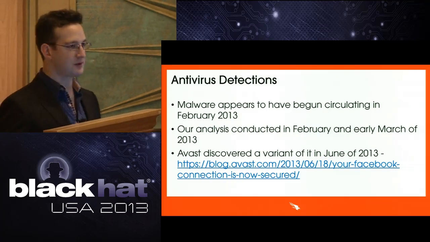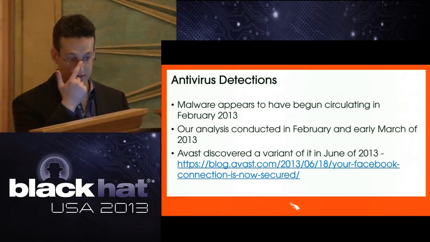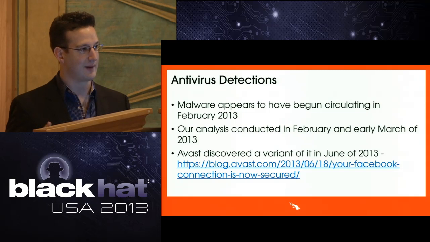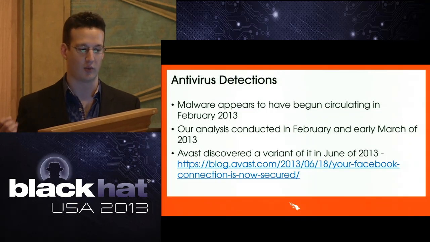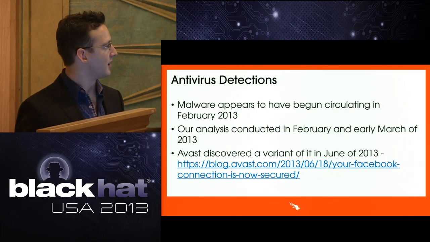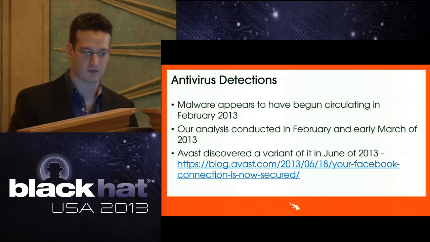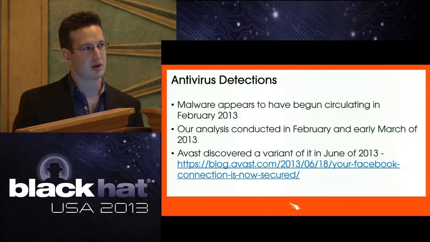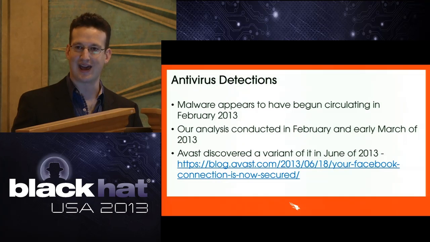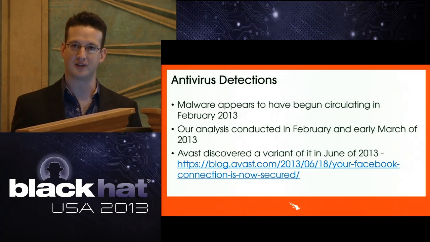So it seems pretty evident that the malware very likely began circulating in February of 2013. And we were analyzing it in February and March. 4 months after the malware started spreading in the wild, Avast discovered a variant of it and blogged about it. So better late than never for sure. We're also interested to see which antivirus engines treated this as a unique family of malware as opposed to just having a generic signature detected.